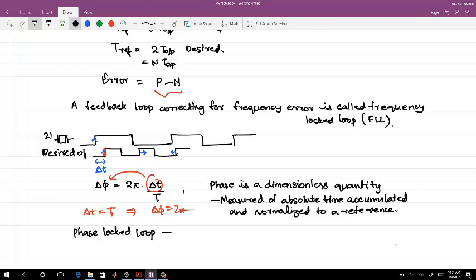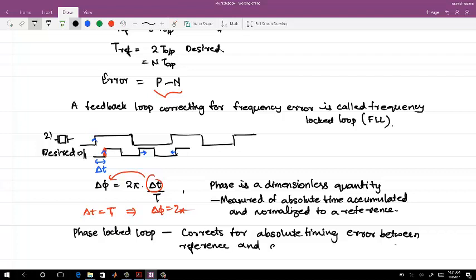It corrects for absolute timing error between the reference and the desired output. How we do this in a negative feedback manner is all that the phase lock loop does. This is another part of the course which we will deal with.